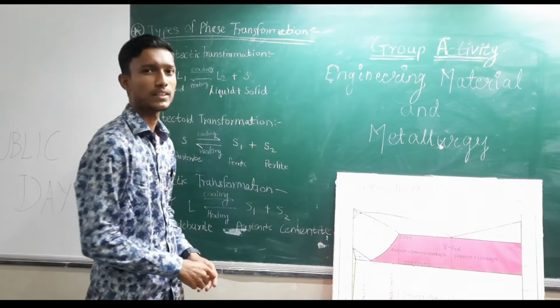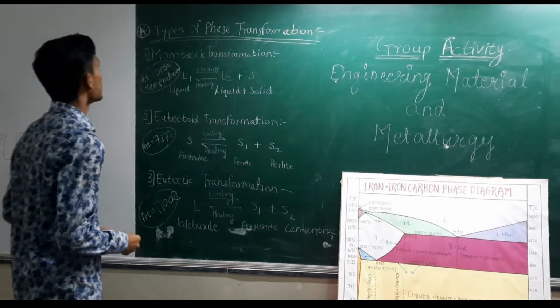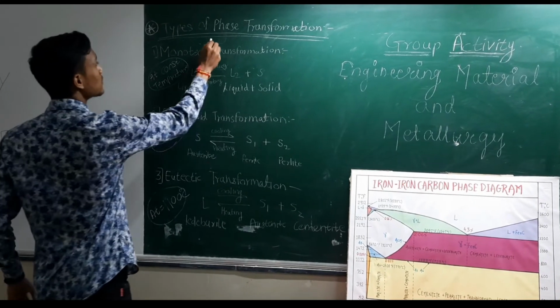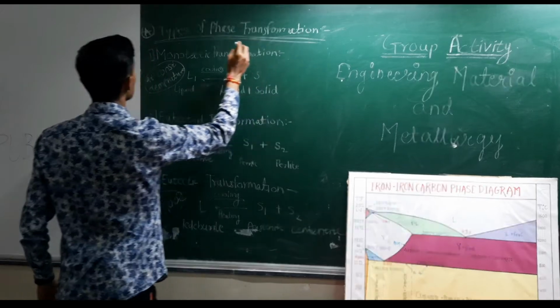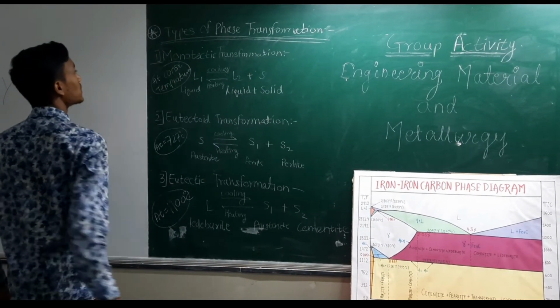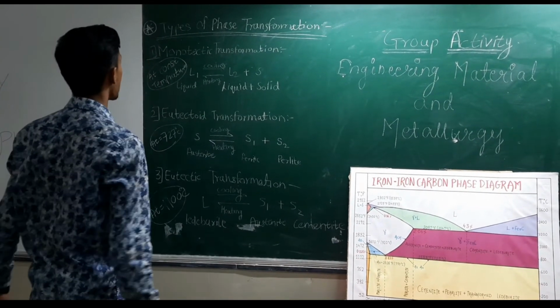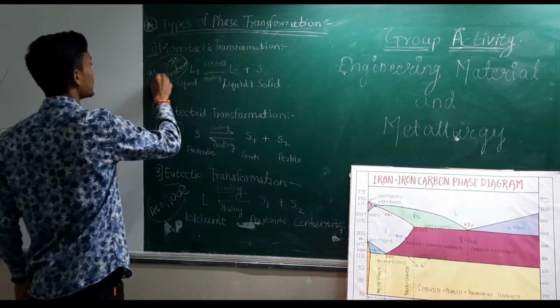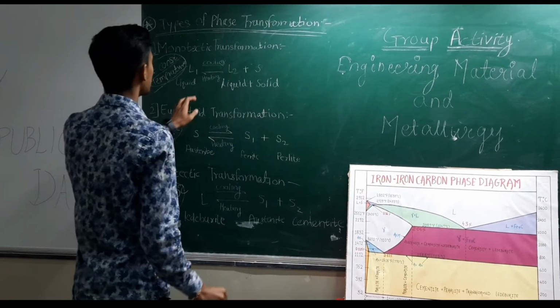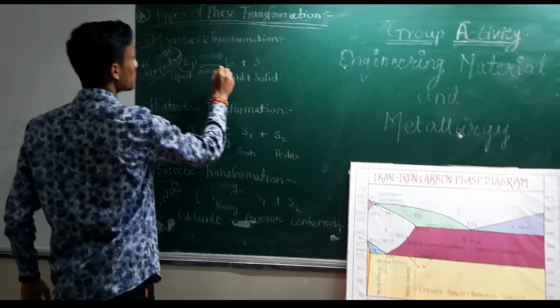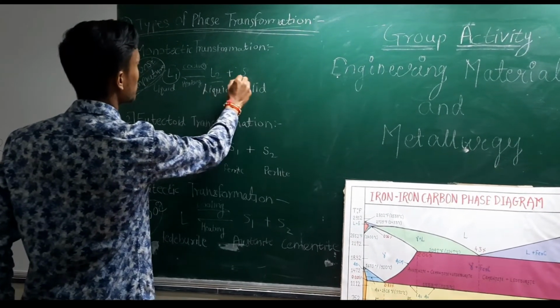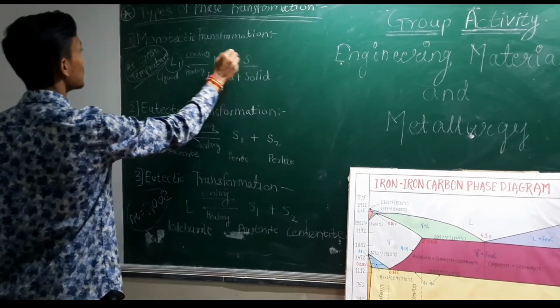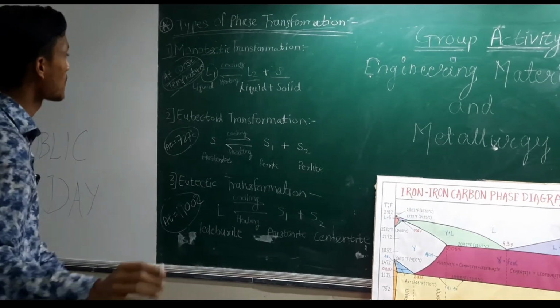Hello everyone, myself Aniket Mahajan. Today I am here to explain types of phase transformations. The first type of phase transformation is monotectic transformation. At constant temperature, a liquid phase decomposes into a new liquid phase plus a solid phase, which is known as the monotectic transformation.